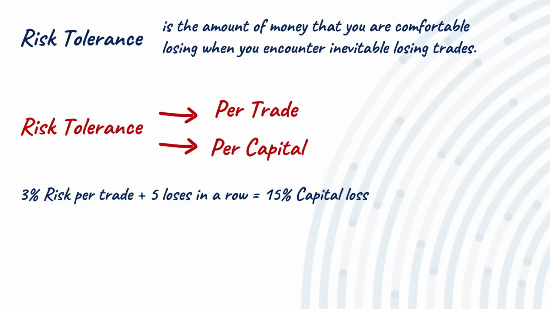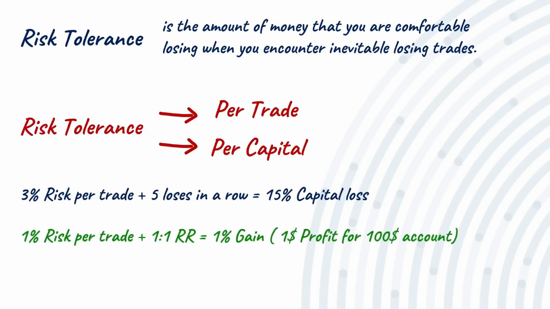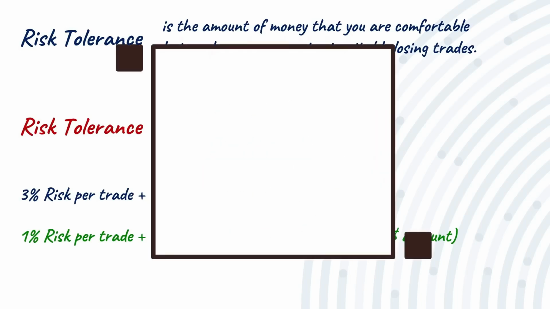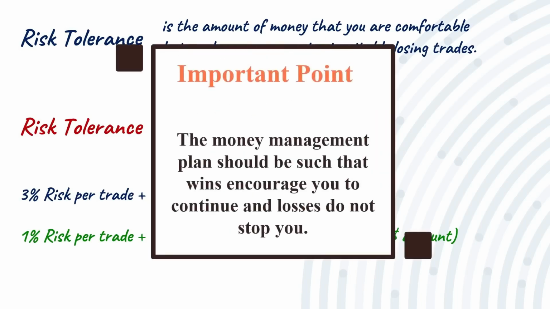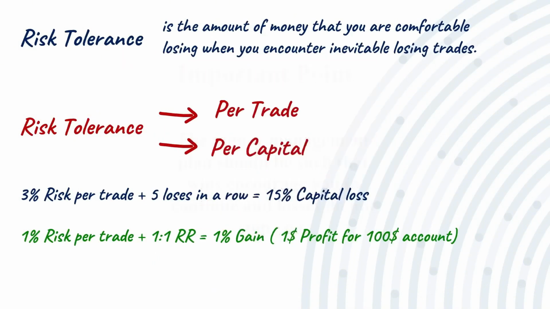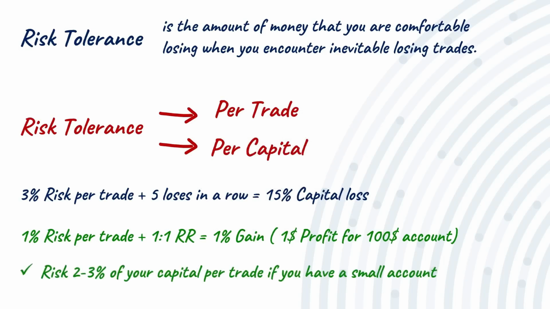But why don't we risk very smaller percentages? The amount of your risk on each trade determines the amount of gains as well. For example, if you have a small account and you risk 1% per trade and your risk-to-reward ratio is 1-to-1, you will gain 1% per trade. And if it does not satisfy you after all of the hard work you put into the trading, you will get discouraged. As a result, your money management plan should be such that wins encourage you to continue, and losses do not stop you. If I was a beginner and I had a small account, I would probably risk 2 to 3% of my capital per trade.